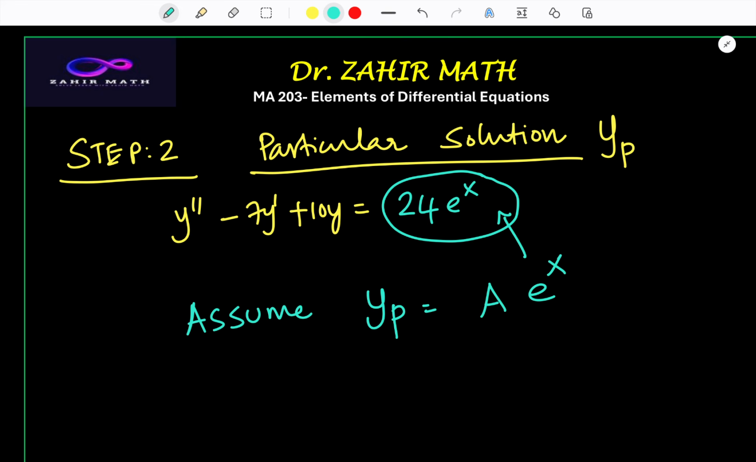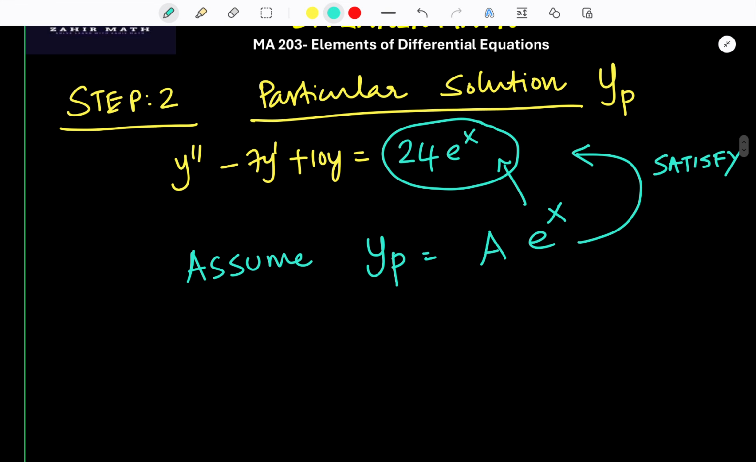A e power x. If I assume something is the solution, I told you many times in the last two videos, if you are assuming something is a solution, it must satisfy the equation. What do you mean by satisfy? If you put the value of this solution, it must give a correct answer. That is the meaning of assuming something as a solution for the differential equation. Okay, right. So I assume this is a solution.